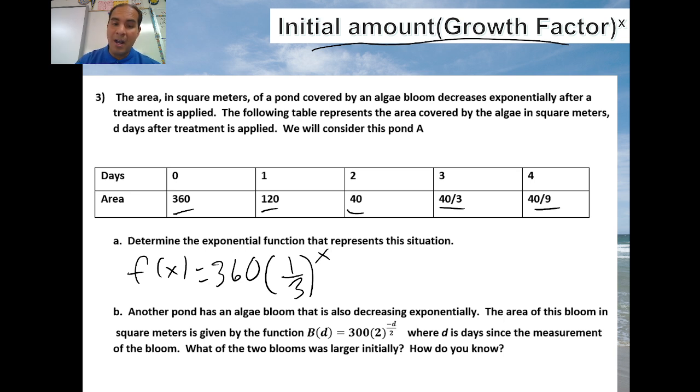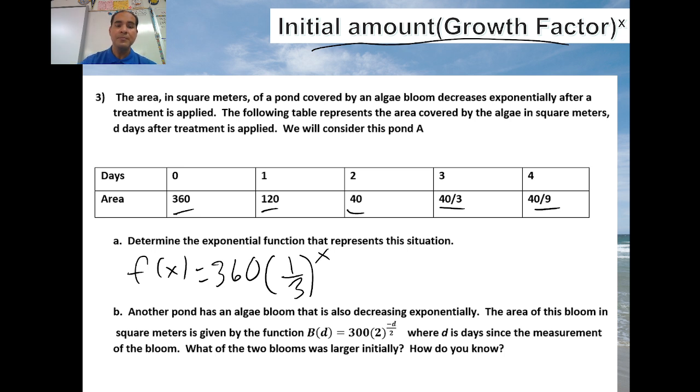Now another pond also has algae bloom, and it's also decreasing exponentially. The area of this bloom in square meters is given by the function b of d is equal to 300 times 2 to the power of negative d over 2, where d is days. So we have a function here, and the other one we just had a table. Which of the two is larger initially?